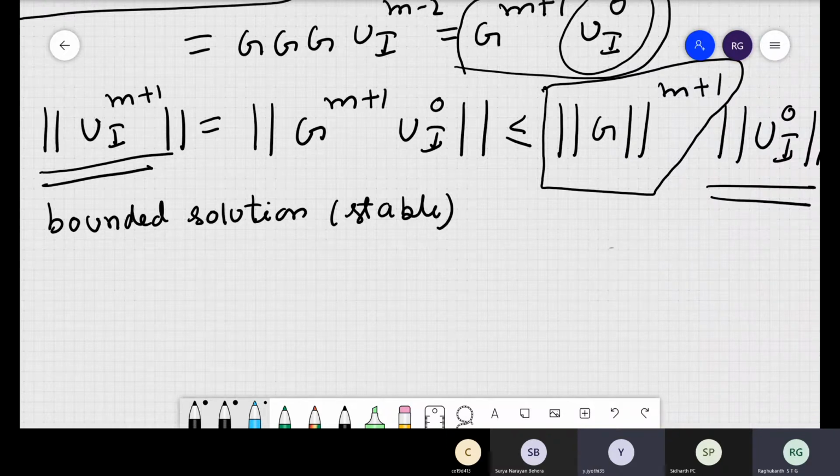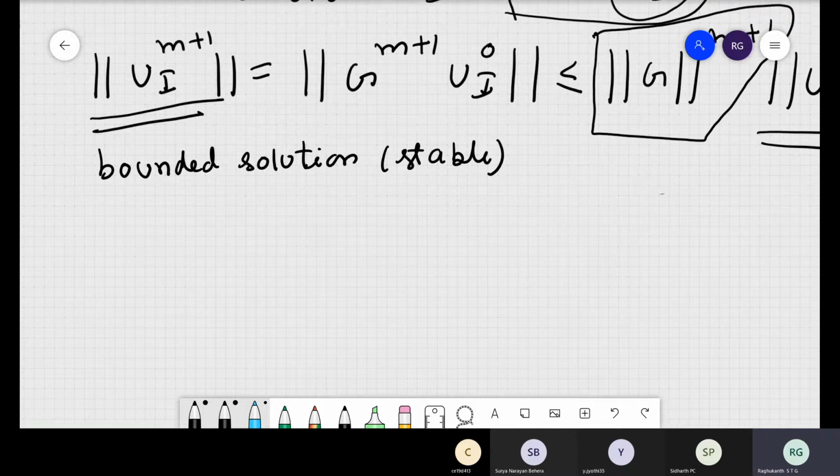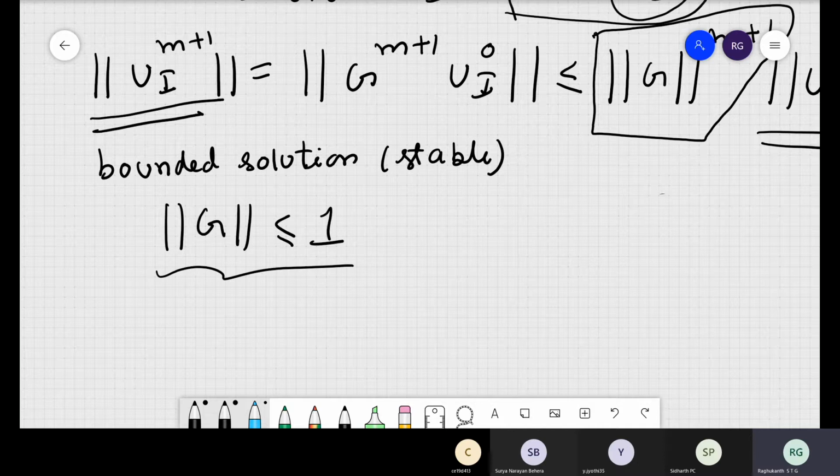Now suppose it is less than 1, say 0.9. So 0.9 into 0.9, what happens? 0.81 comes. Then you follow 0.9 into 0.9 into 0.9 like that. The solution doesn't grow. You followed, right? So if you want a stable solution, the only criterion is that this should be less than 1. This is the only criterion which we have.